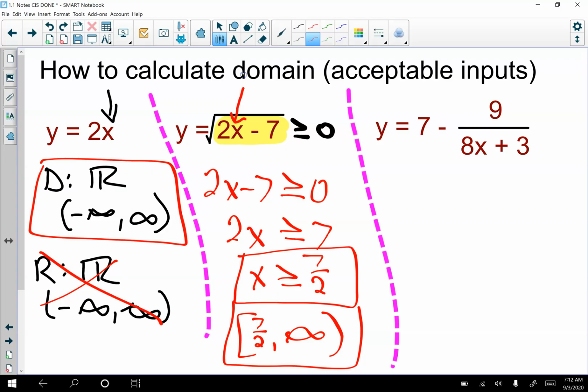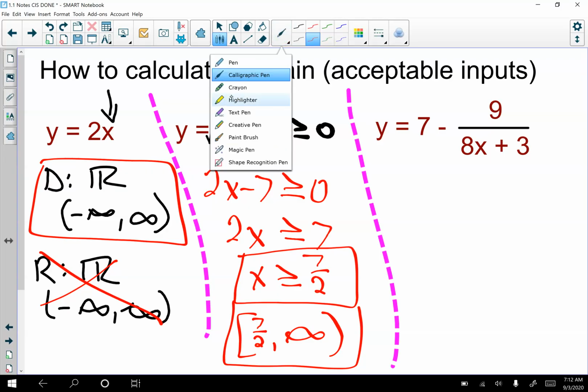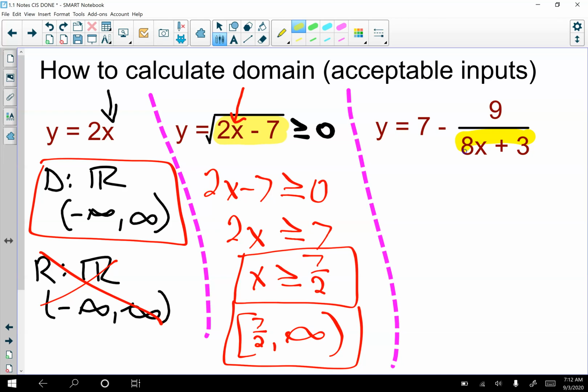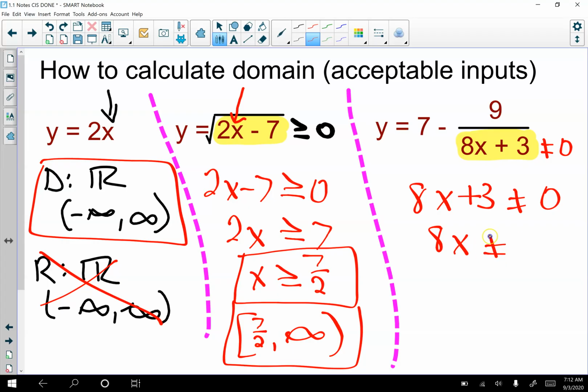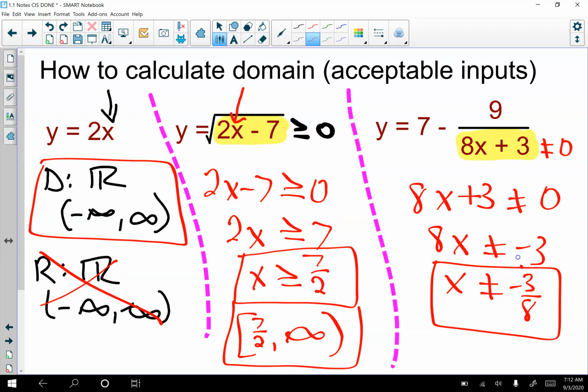And let's take a look at the third one. So in this case here, underneath in a denominator, we all know that this cannot equal 0. So I need to figure out what x would make that 0. So I would have 8x cannot equal -3, and x cannot equal -3/8. If I put -3/8 in there, that's going to make the denominator 0.